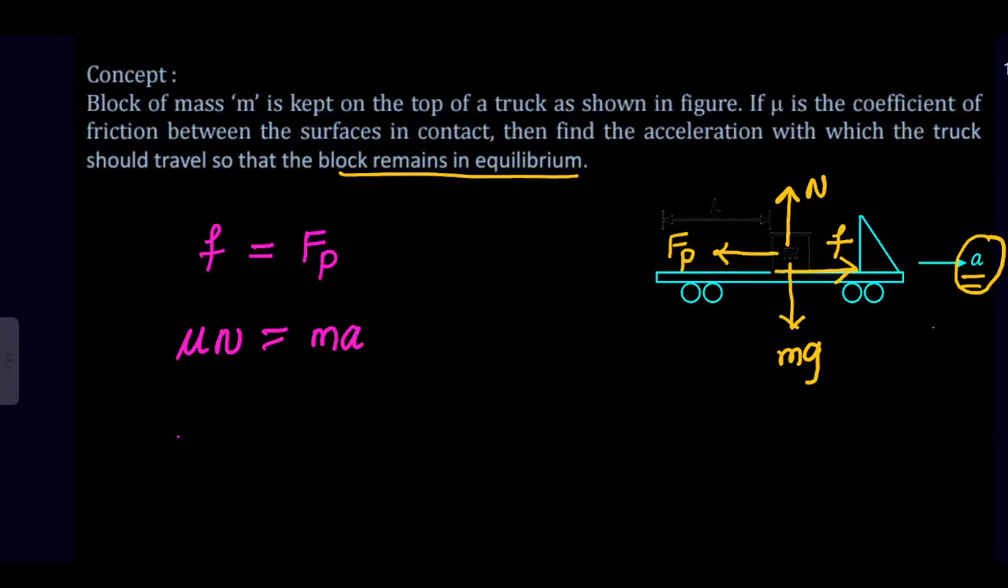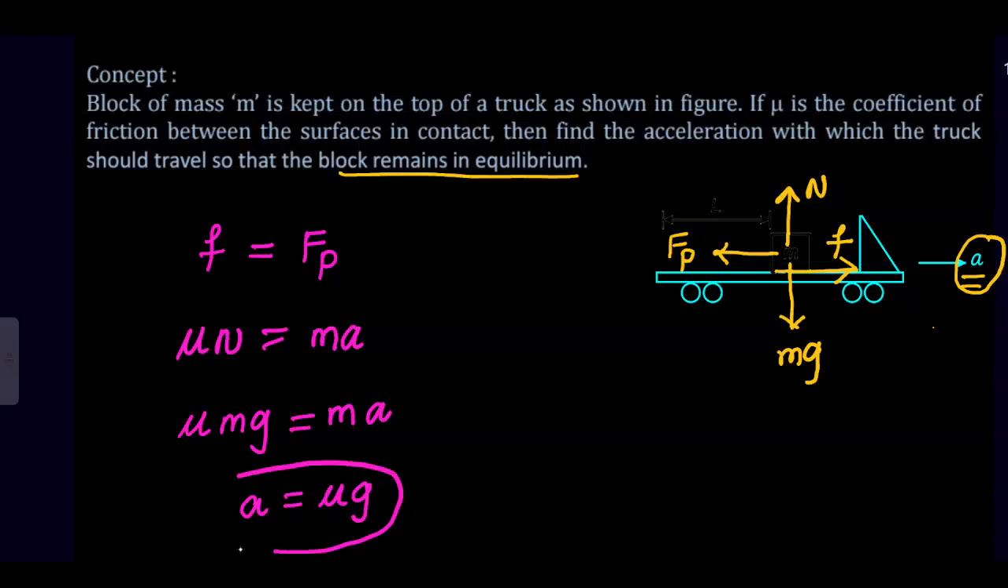So mu N, where N = mg, is equal to m a. So m will get cancelled. Then the acceleration is a = mu g. If the truck is moving with this much acceleration, then the block is in equilibrium. Up to this much acceleration, the block is in equilibrium. If the acceleration is more than this, the block will move backward.